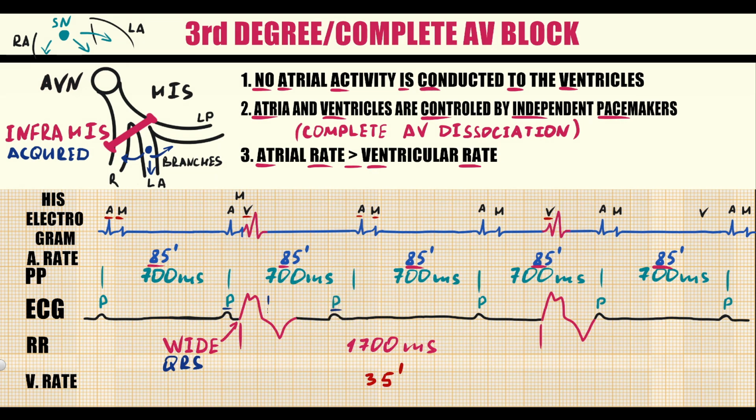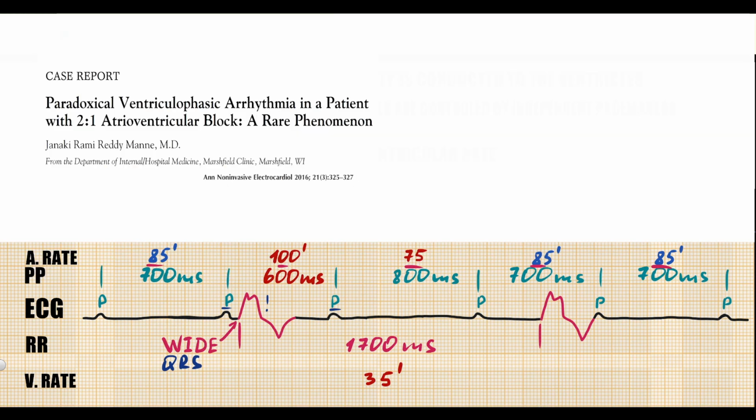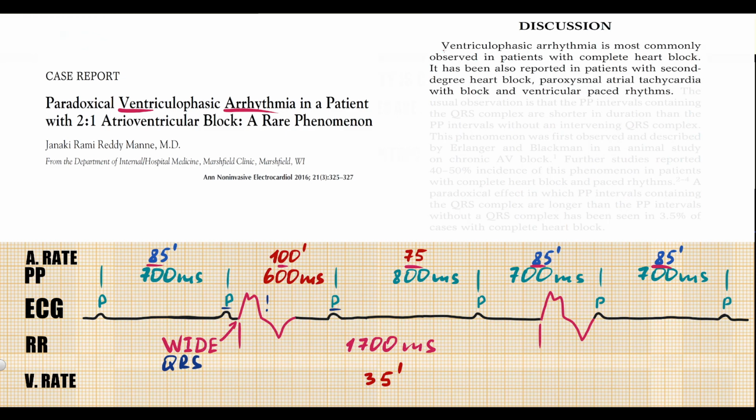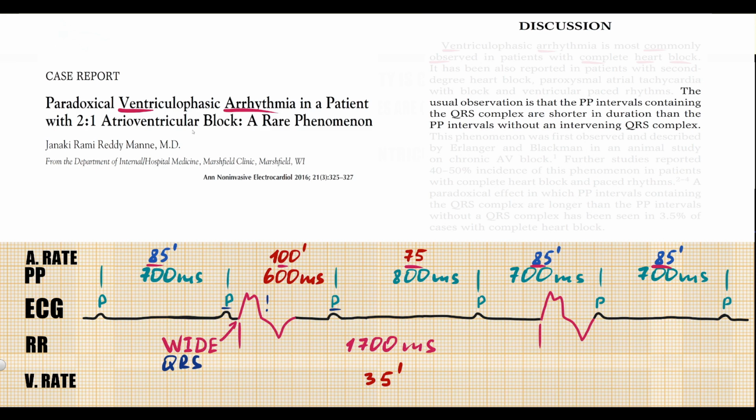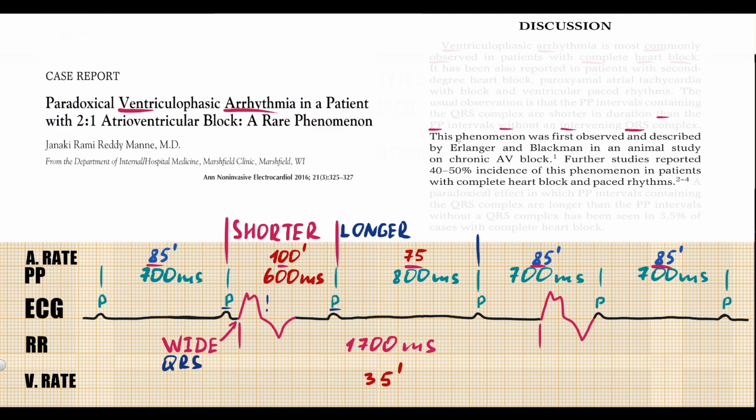Sometimes you can see that the PP interval that contains the QRS complex is shorter than the PP interval that doesn't have a QRS inside. This phenomenon is called ventriculophasic arrhythmia. Ventriculophasic arrhythmia is a phenomenon commonly seen in patients with complete AV block. The usual observation is that the PP intervals containing the QRS complex are shorter in duration than the PP intervals without an intervening QRS complex. This phenomenon was first observed by Erlanger.